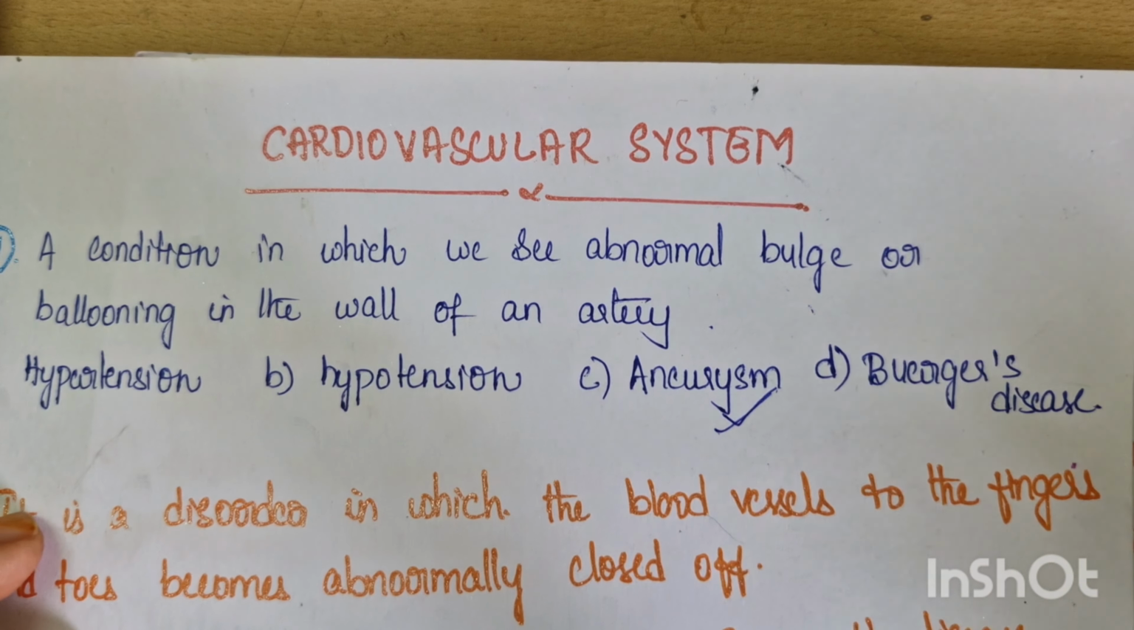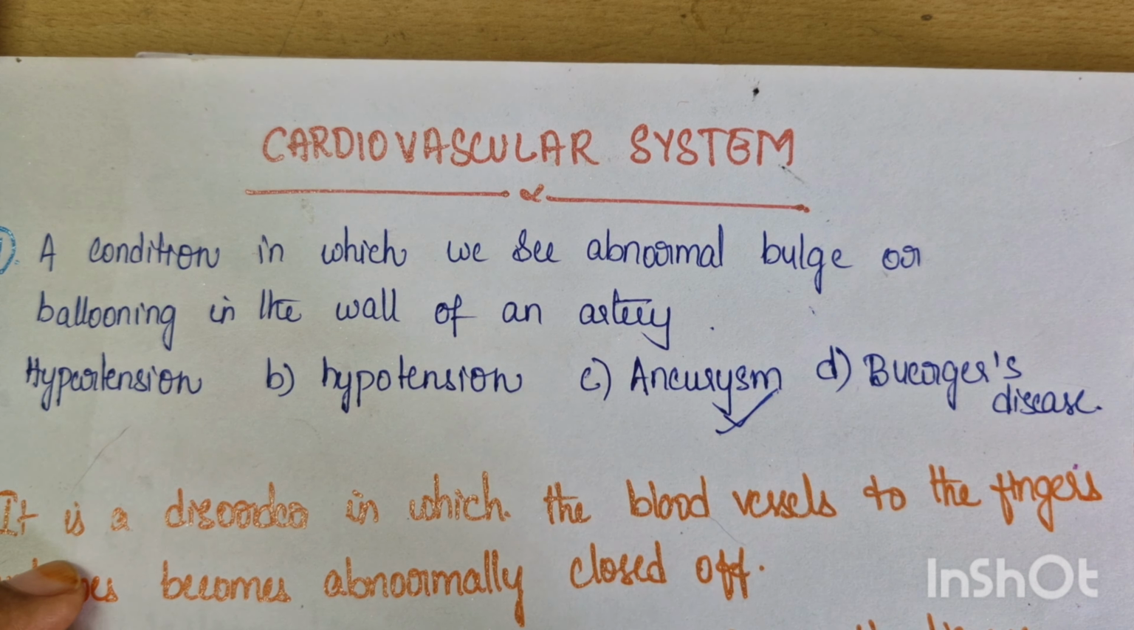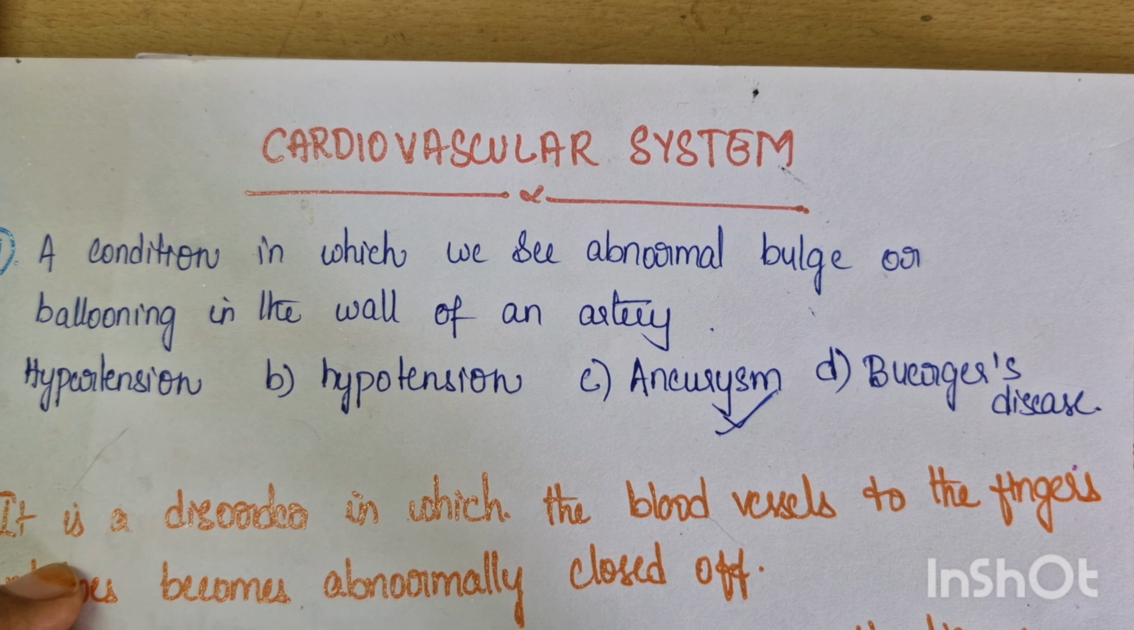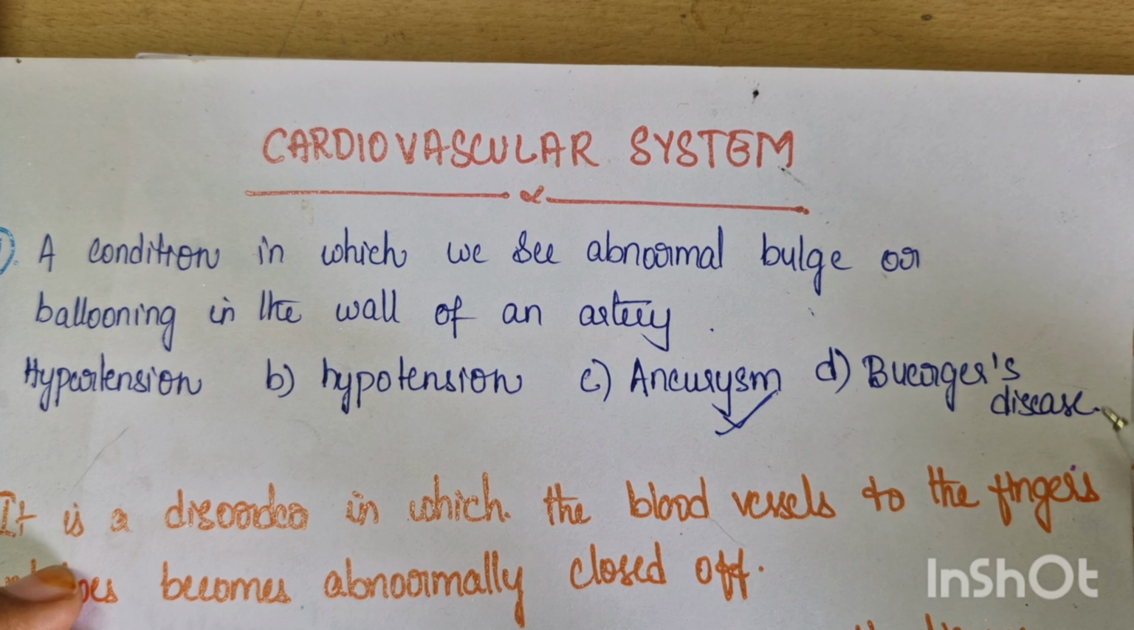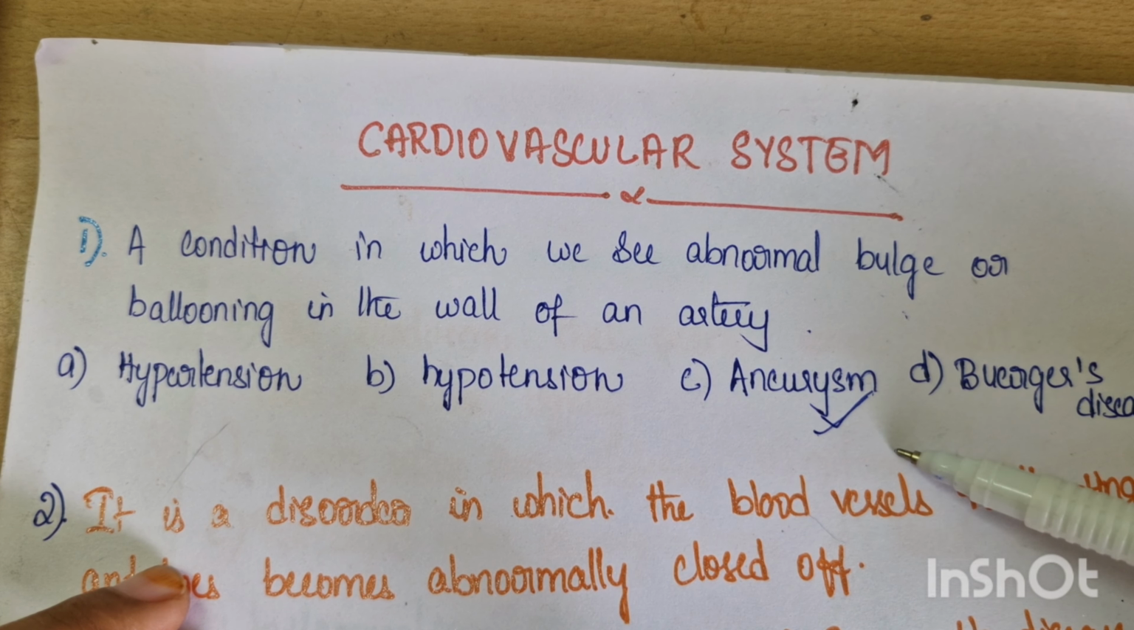Buerger's disease is characterized by clotting or thrombosis occurring in the blood vessels. Because of this there will be inflammation of the blood vessels. Typically we see this in the legs, the peripheral areas, and that leads to gangrene. So that is the condition of Buerger's disease. So the answer will be aneurysm.